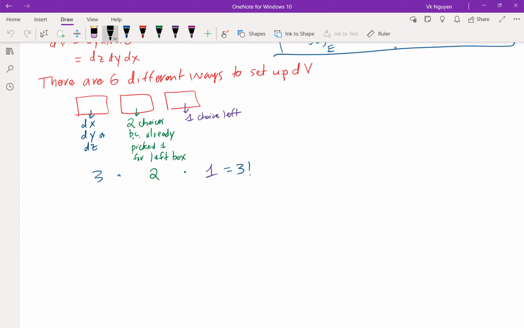From the theorem, it's the Fubini theorem, the same theorem as in double integrals.